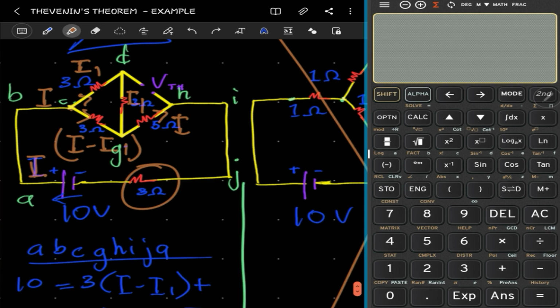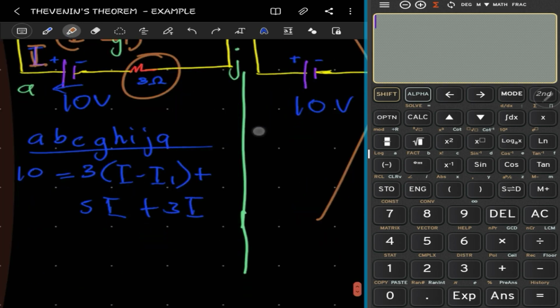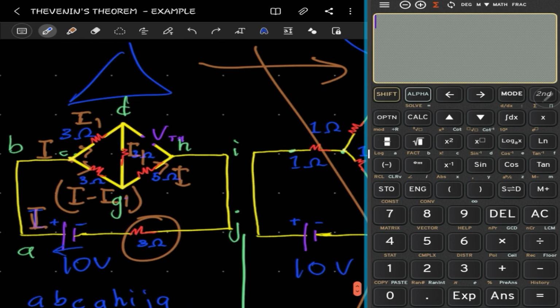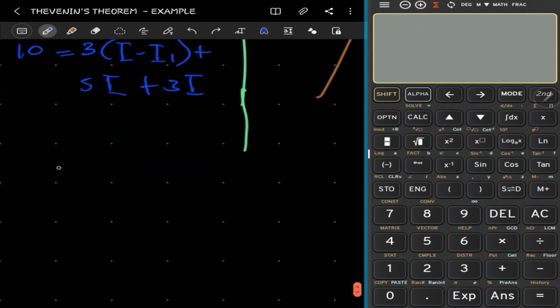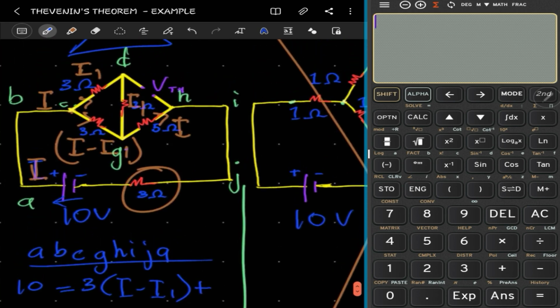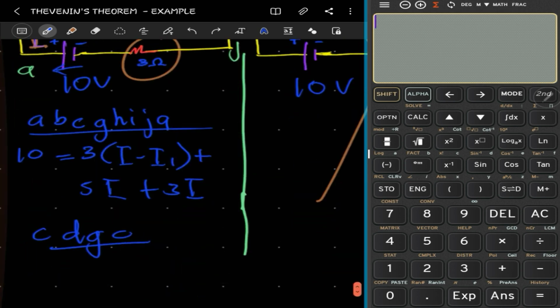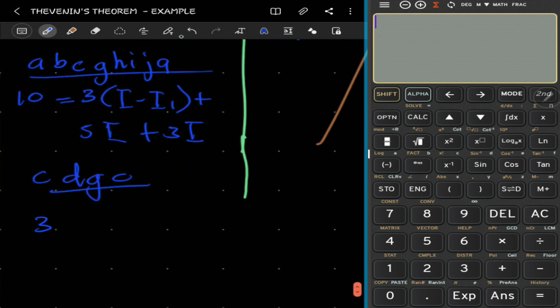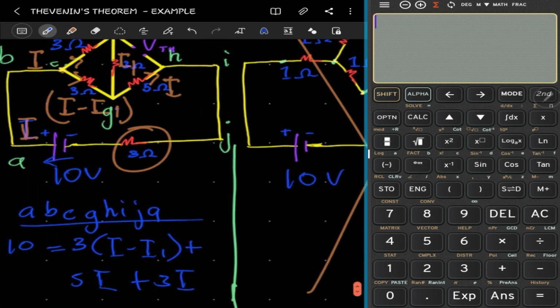So considering what we have here, we can also use another loop, C, D, G, CDG. This is the loop we are using. So we've chosen to move in this direction within that loop. What will happen is that we'll have 3I1, so that will be 3. Because we are doing VTH, our V is 0. There's no voltage source within that particular loop.